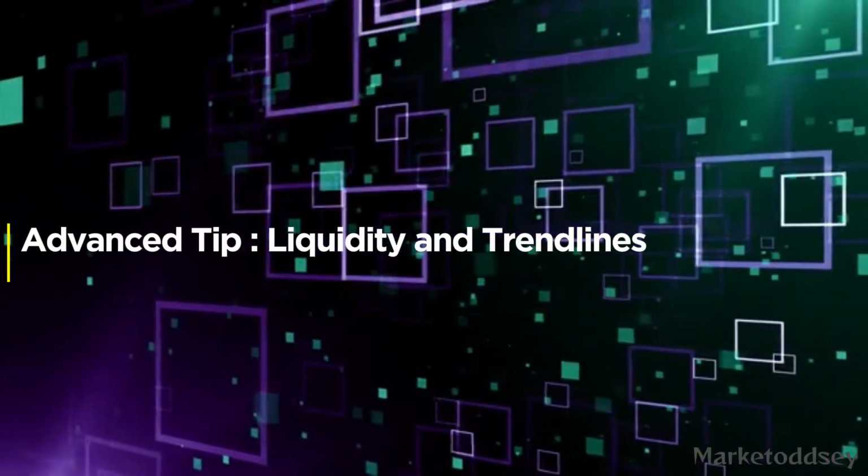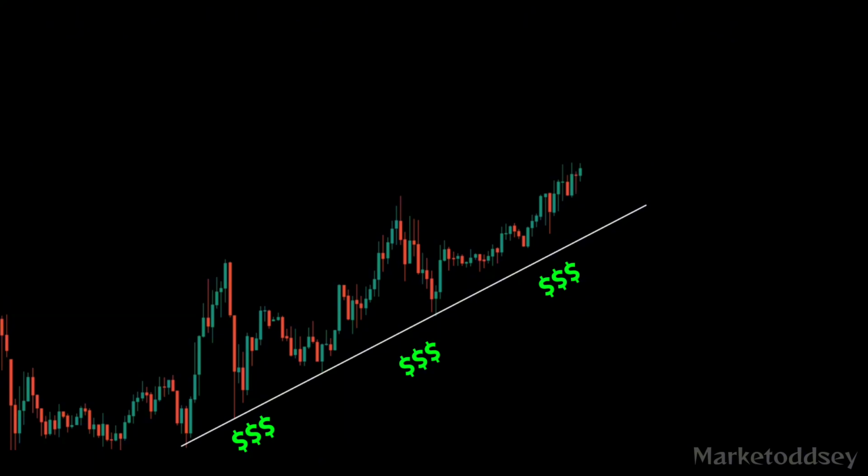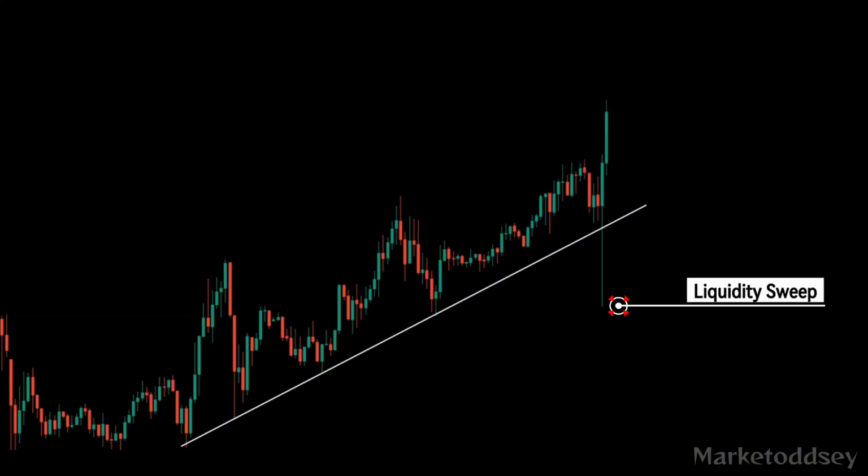Advanced tip: liquidity in trend lines. Here's a pro-level insight many retail traders miss: trend lines often hide clusters of stop orders. In an uptrend, short sellers tend to place stops just above the trend line. When price dips below, triggering those stops, you get a little liquidity collecting move before a swift reversal. Smart traders use this to their advantage by targeting those zones for high probability entries.